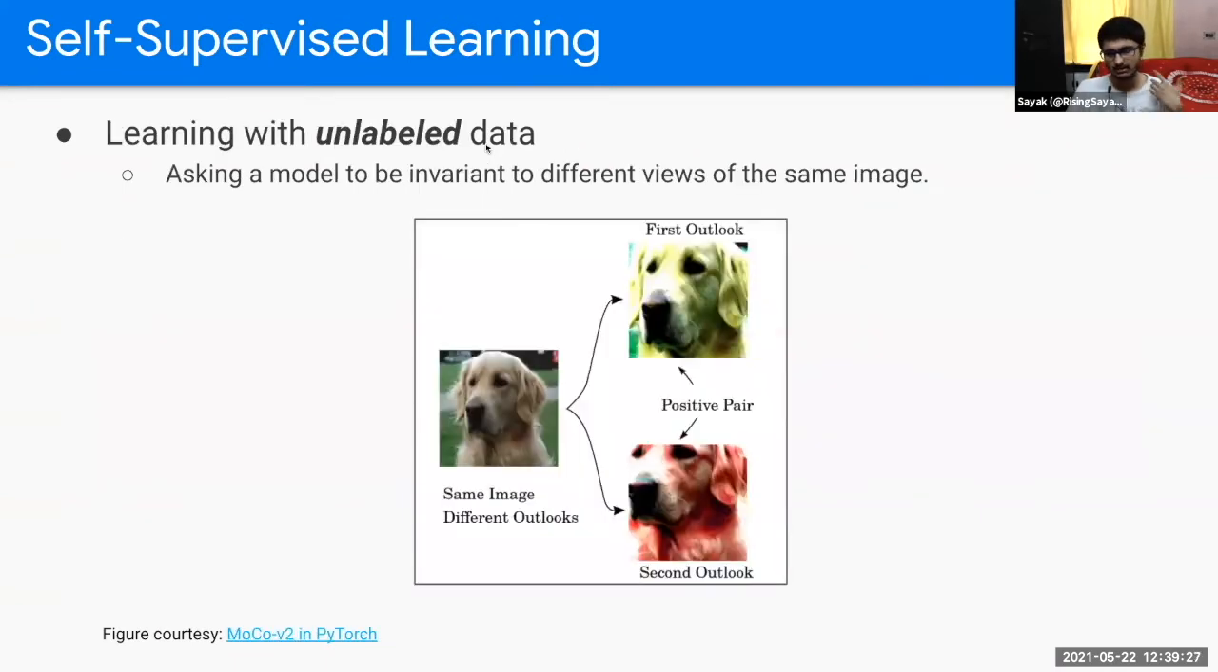So here's the core idea behind self-supervised learning. Learning with unlabeled data requires you to ask your model to be invariant to different views of the same image, because if your model can figure out what truly differentiates these two views that are essentially coming from the same image, then it should be hoped that your model will learn to exploit all the meaningful semantic content present inside these images, and that is exactly what we need, right?